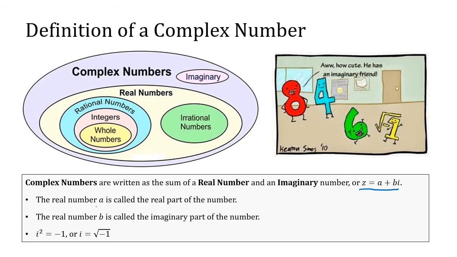The real number a is called the real part of the number, and the real number b is called the imaginary part of the number. That's because b is attached to i, which represents the imaginary number. What is i? Well, if you take i and you square it, that is equal to -1, or, square rooting both sides, i is equal to the square root of -1. Using imaginary numbers allows us to actually take square roots of negative numbers, and that's where they can come in really handy.